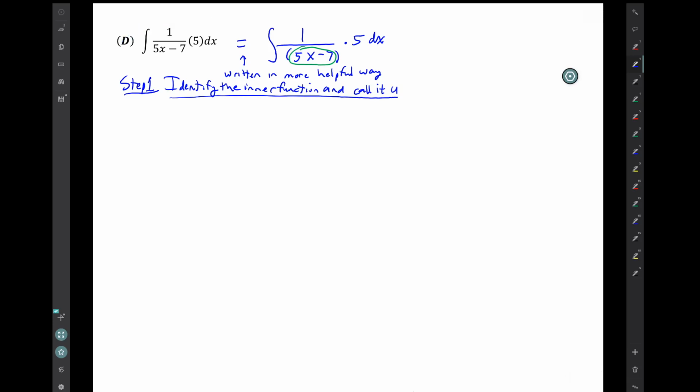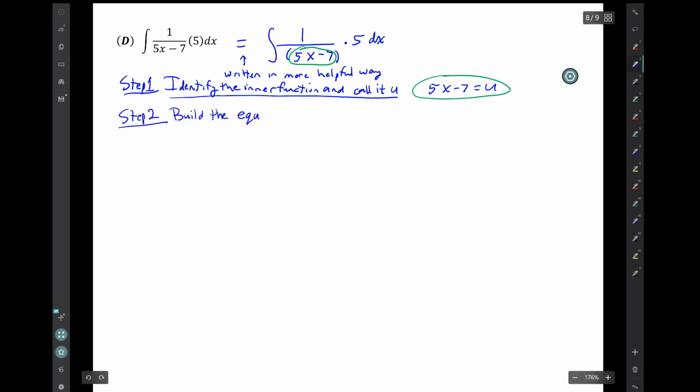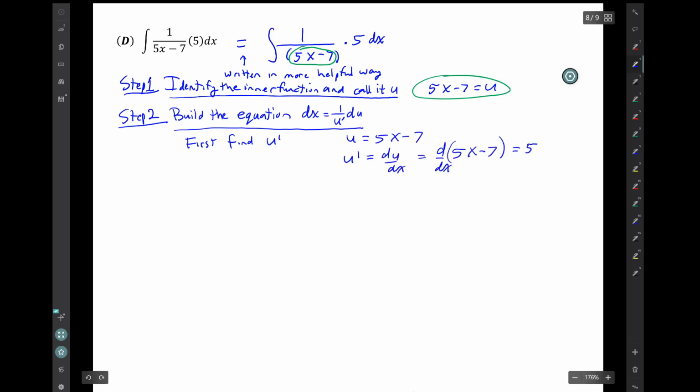So back to our job. Our job is to identify the inner function and call it u. There we go. There's our equation. We circle that green. Step 2 is to build that strange equation. So we first find u prime. So u prime is 5. Now we build the equation. And we circle it in red. Step 3, remember, is substitute, cancel, simplify.